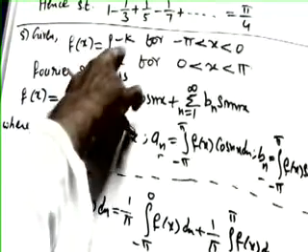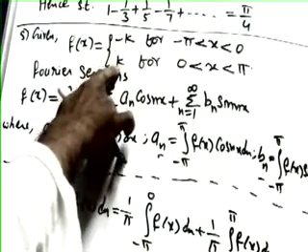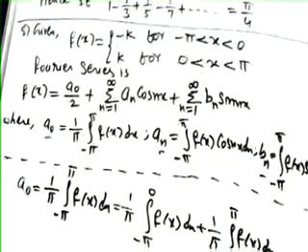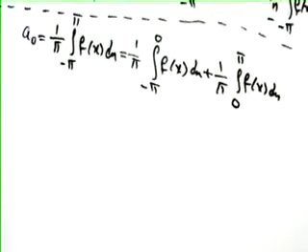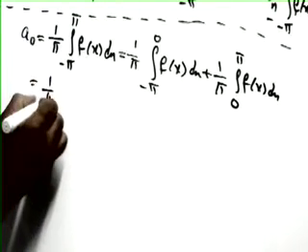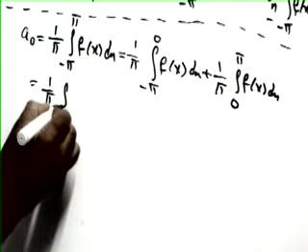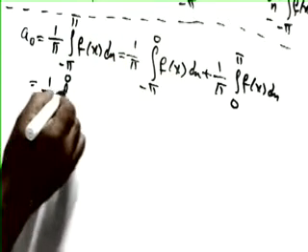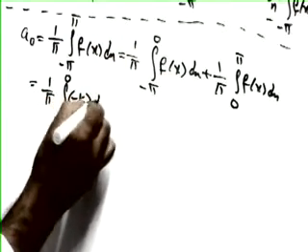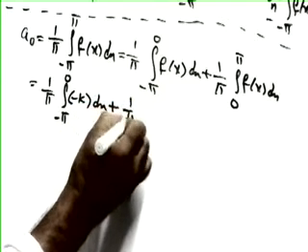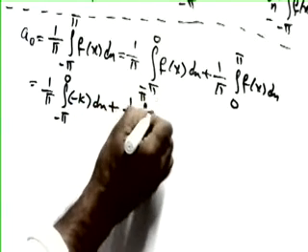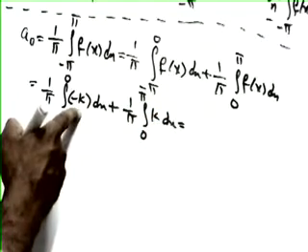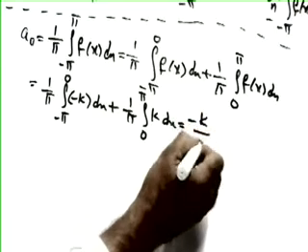The question is given now. For minus pi to 0, its value is minus k, and for 0 to pi, its value is k. So let me substitute here minus k, here k. So let me continue this one. Now see here, equals 1 by pi integration minus pi to 0, f of x is minus k, so this is minus k dx, plus 1 by pi integration 0 to pi, f of x is k, dx.